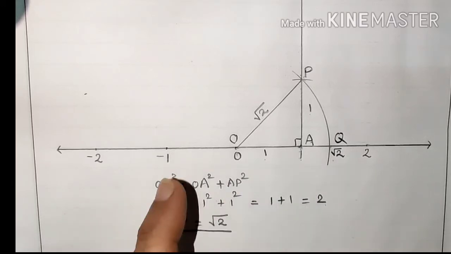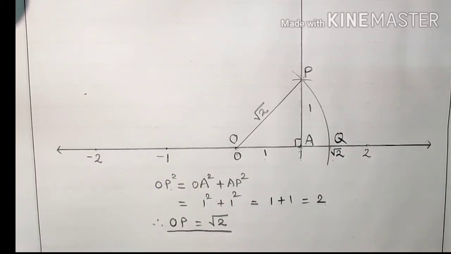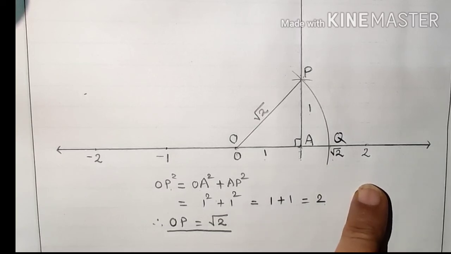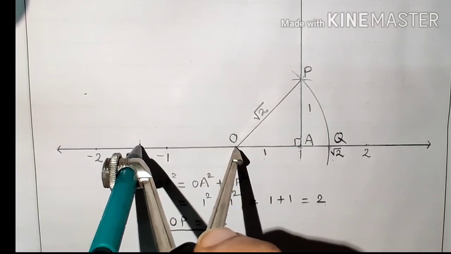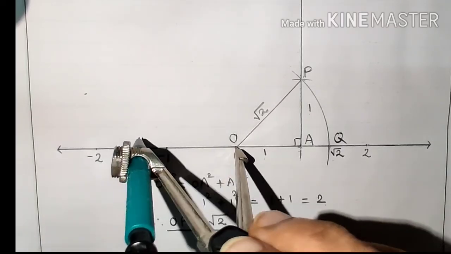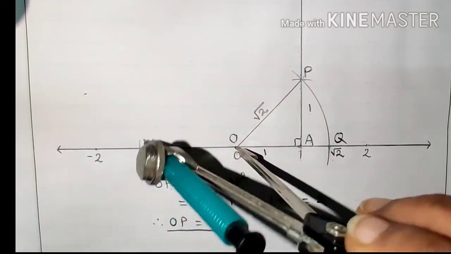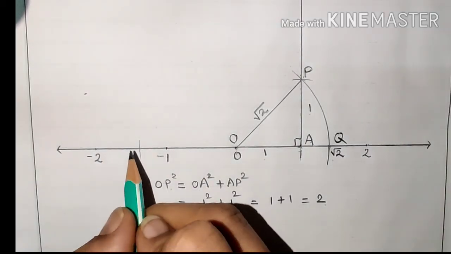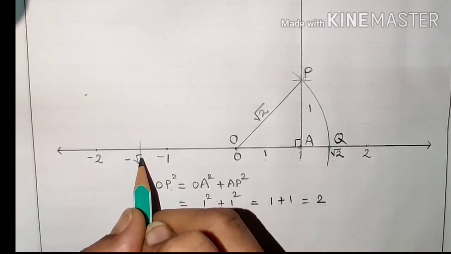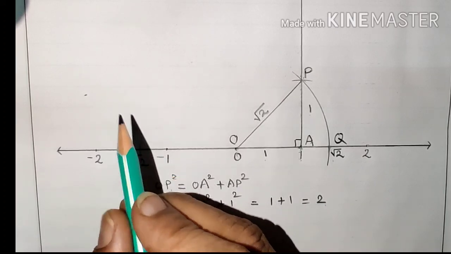How to show minus root 2? The number shown by point Q is root 2. If we mark point R on the number line to the left of O at the same distance as OQ, on the opposite side of the number line from 0, this point will show the number minus root 2. This is point R.